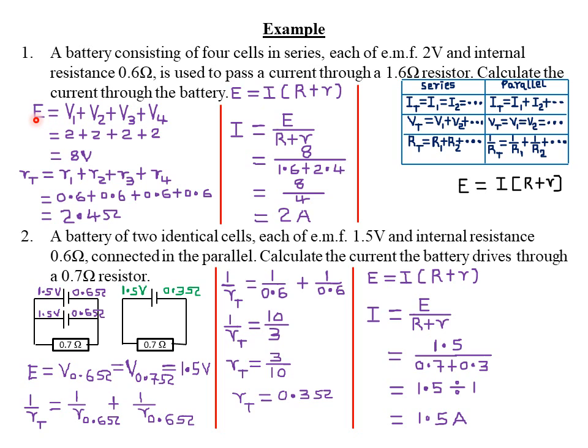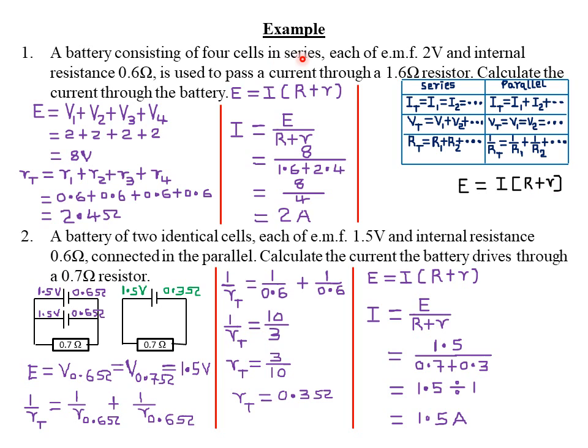Therefore, the EMF through that battery will be the voltage through the first cell plus the second plus the third plus the fourth. And we are told that each cell has an EMF of 2 volts. Therefore, the EMF for the 4 cells within that battery will simply be 2 plus 2 plus 2 plus 2 volts, which will give us a total of 8 volts. Then from this formula, we need the total internal resistance, that is small r.